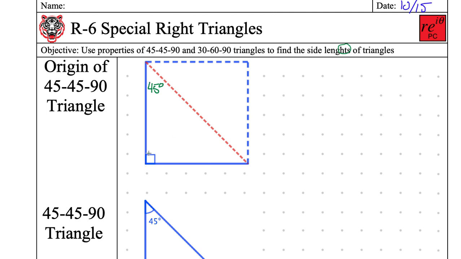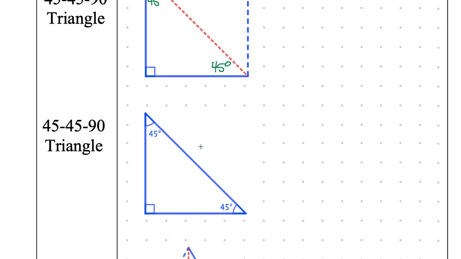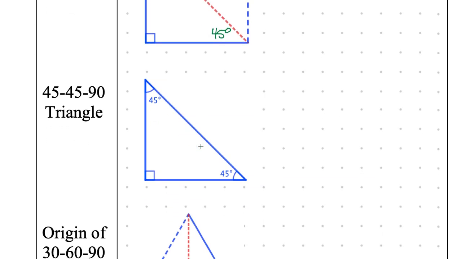Okay, so it's a 45, 45, what? 90. There it is. So that's where it comes from. Let's talk about the 45-45-90 triangle.